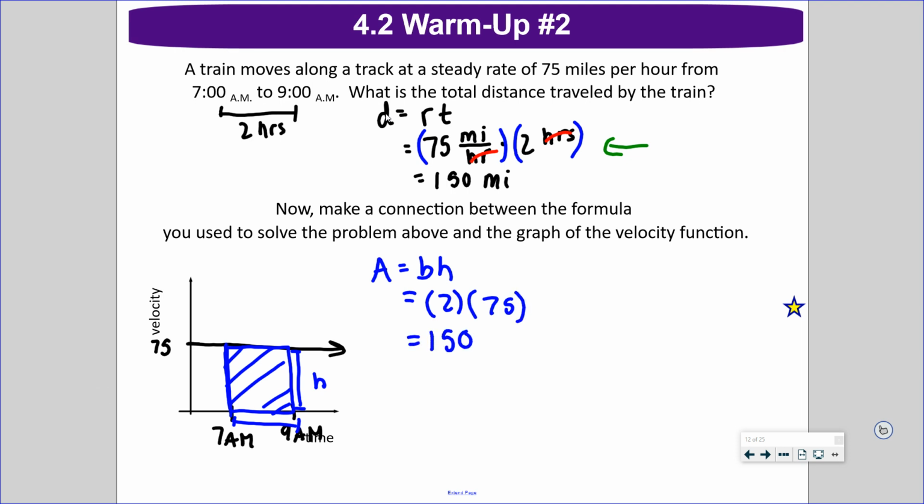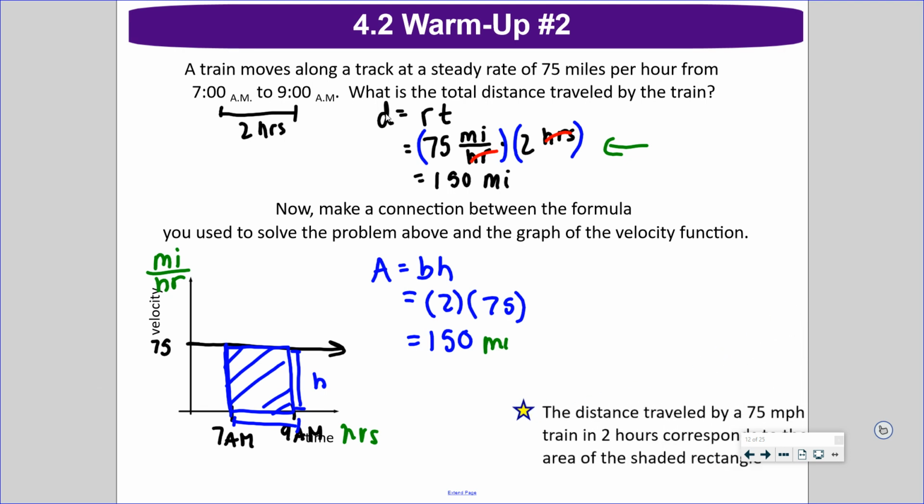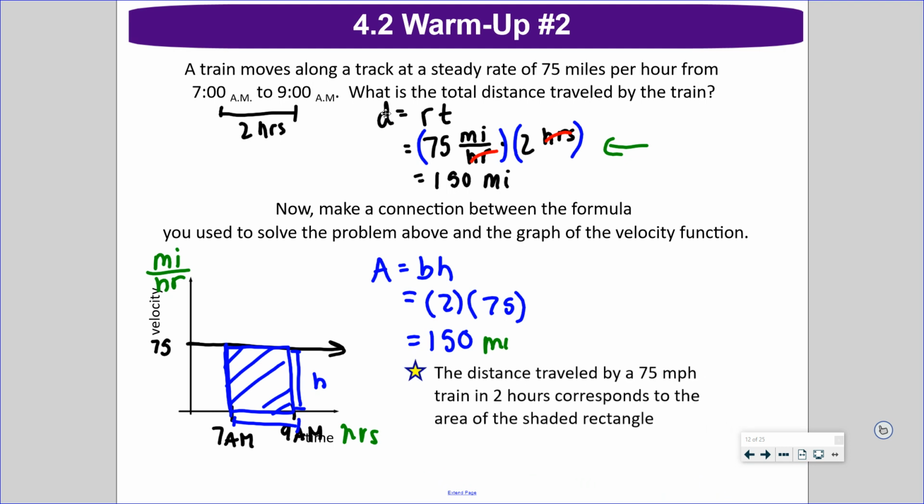And again, think of your units. Your time is in hours here. Your velocity, your speed, is miles per hour. So we could get that same distance by doing 2 hours times 75 miles per hour, 150 miles, by finding the area under the graph. So here's the connection: the distance traveled corresponds to the area of that shaded rectangle. Nice job, Mark. He discovered calculus.